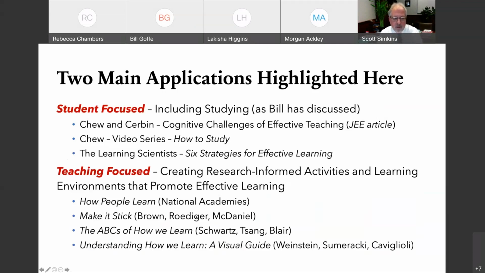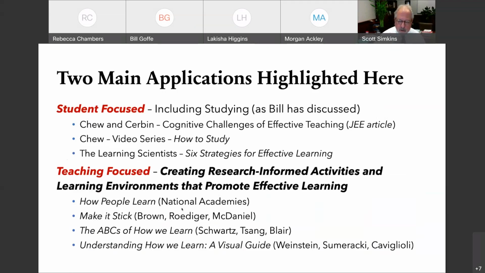I'm going to focus on the teaching part of this, thinking about creating research-informed activities and learning environments that promote effective teaching. These are just a few of the resources on that first page that really focus on that. How can we take what we're learning about cognitive science and apply that in the classroom or online?